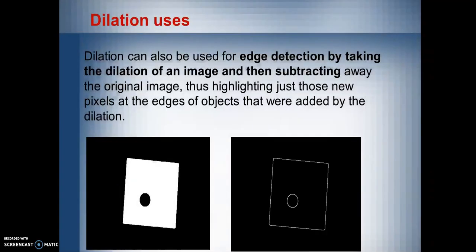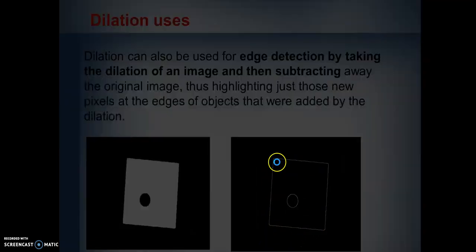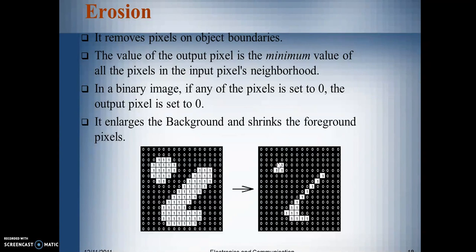So this can be used as an enhancement technique, and also dilation is used to extract the edges by subtracting the original image. So here this is the input image. After dilation, the original image and dilated image get subtracted to get the clear edges of that image. The second primary operation is erosion, the counterpart of dilation.